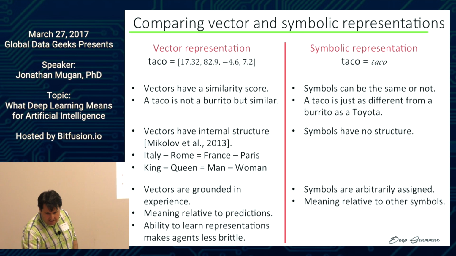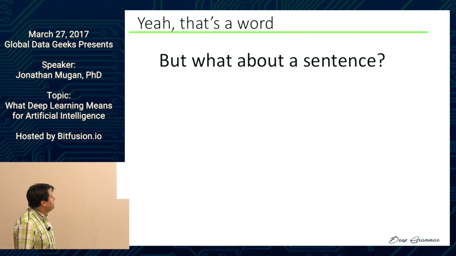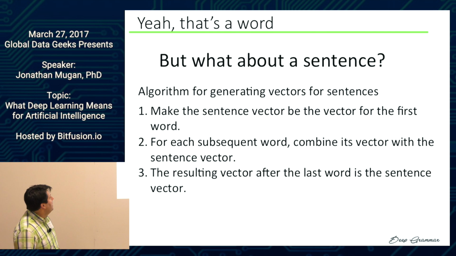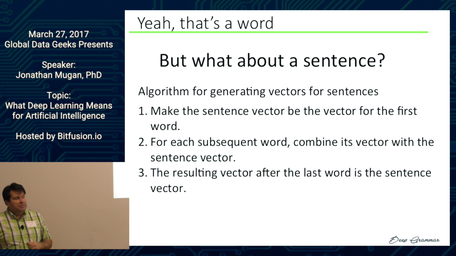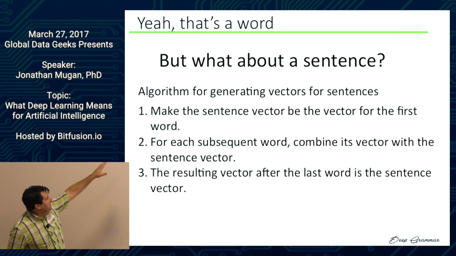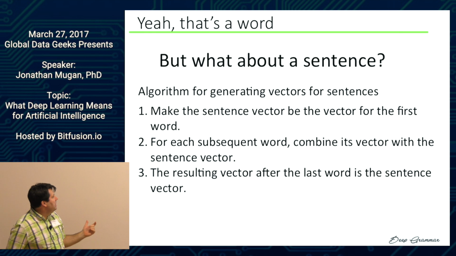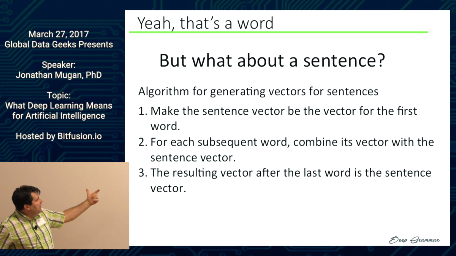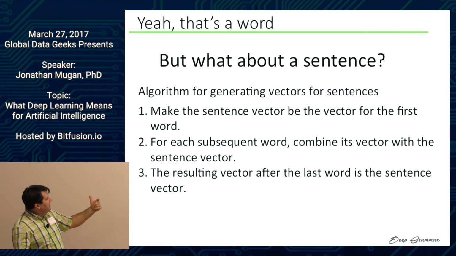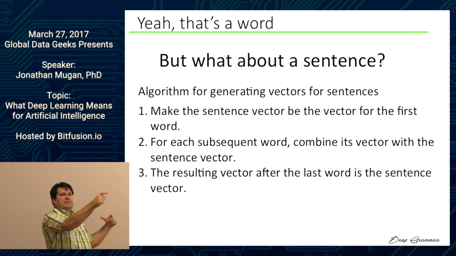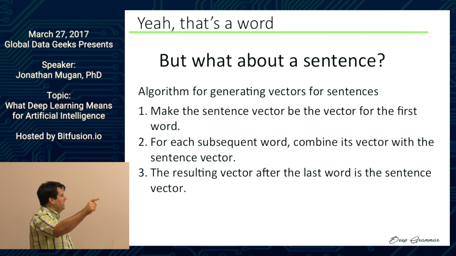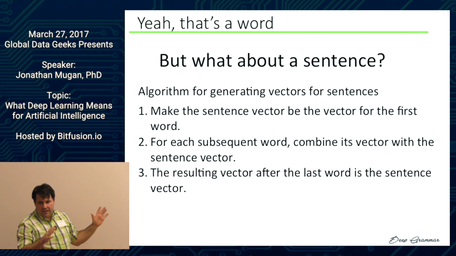But how could we encode the meaning for an entire sentence? So one algorithm for doing that is you make a sentence vector. Initially the sentence vector is the vector for the first word. Then for each subsequent word, you combine the vector of that word with the current sentence vector. And you just keep going, combining these things until the last sentence vector after the last word is done, and that represents your sentence.